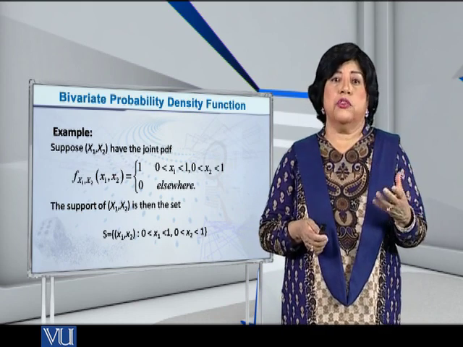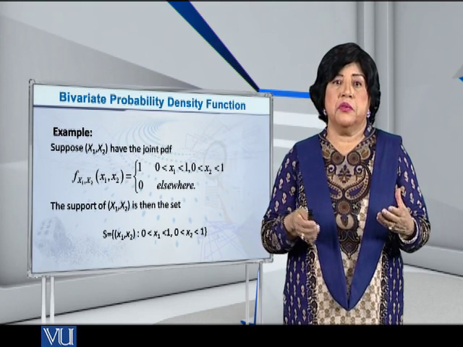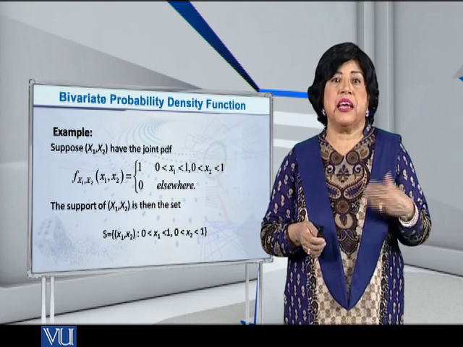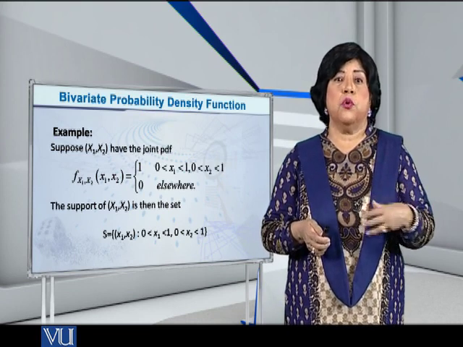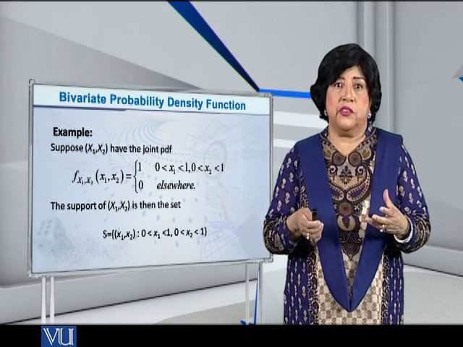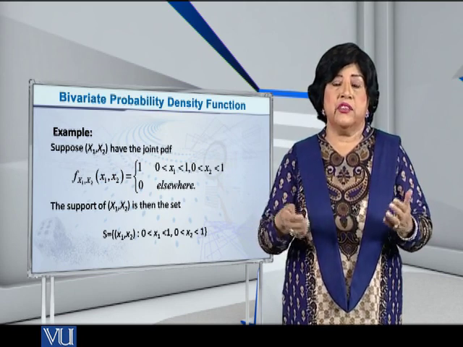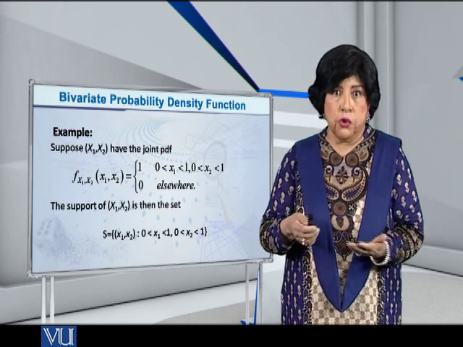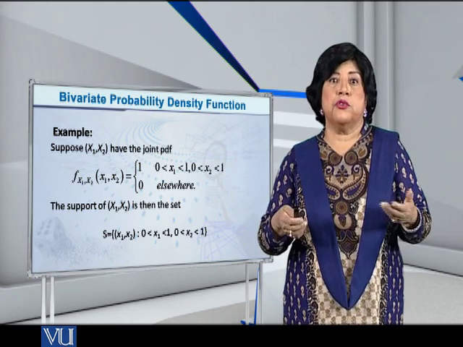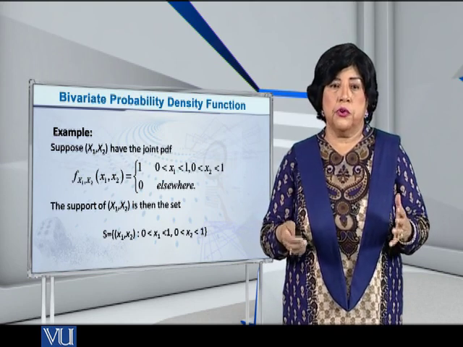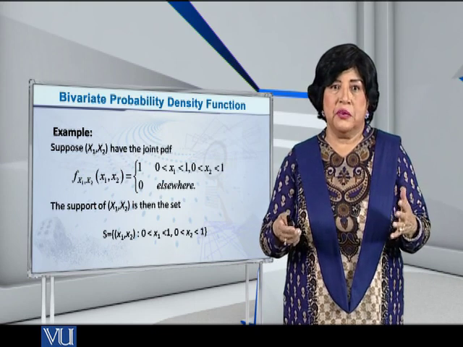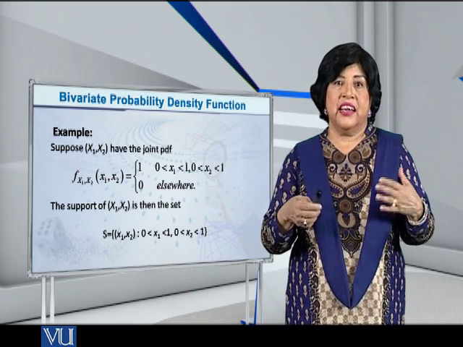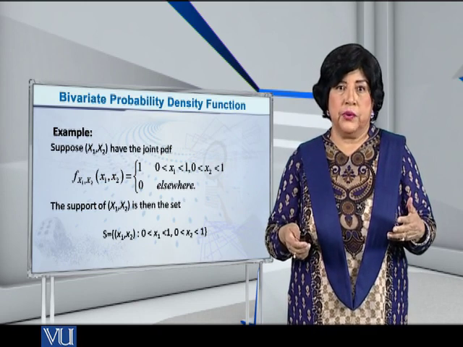The support of this PDF, my dear students, is then the set capital S consisting of all ordered pairs that comprise the region of the two-dimensional floor, I can call it, the x1, x2 floor, that part of the floor which is defined by x1 going from 0 to 1 and x2 also going from 0 to 1.